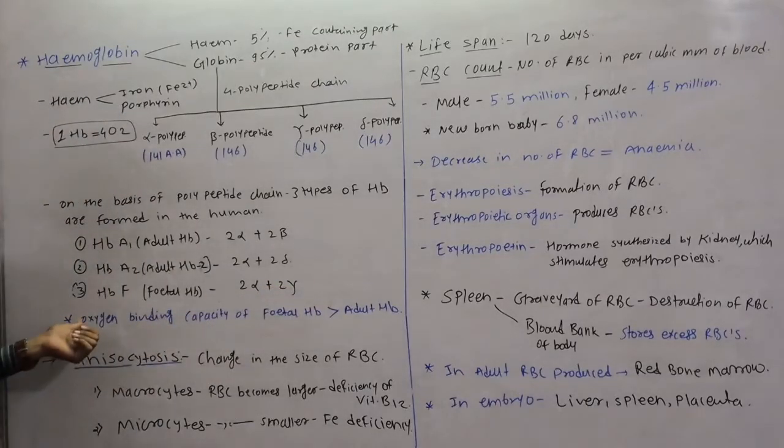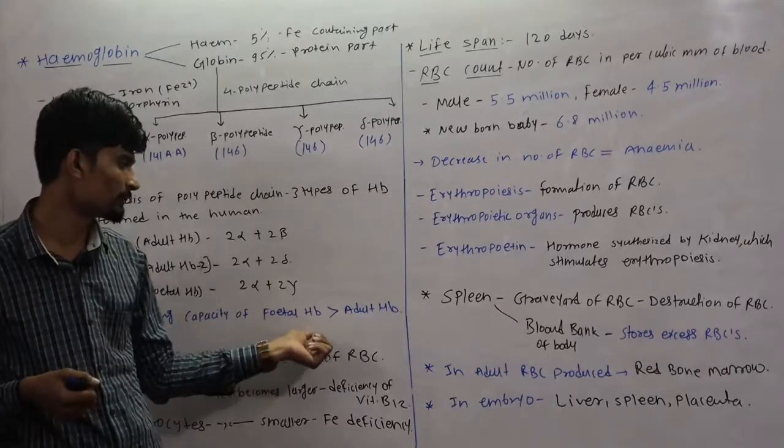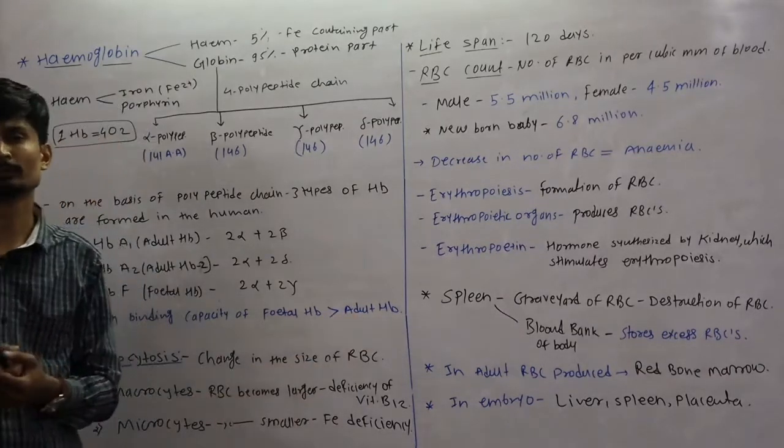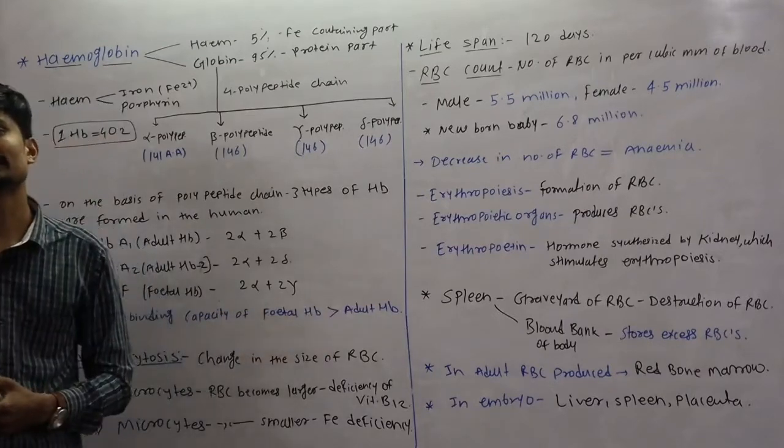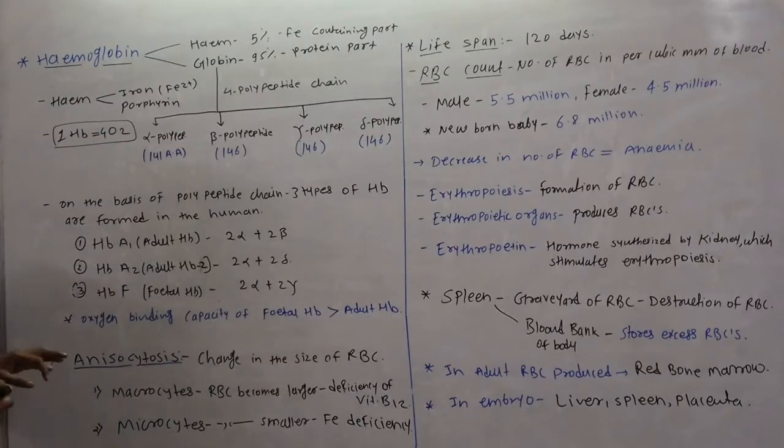Next, one important point: the oxygen binding capacity of fetal hemoglobin is higher than the adult hemoglobin. Oxygen binding capacity of the fetal hemoglobin is higher than the adult hemoglobin. This point you have to remember.